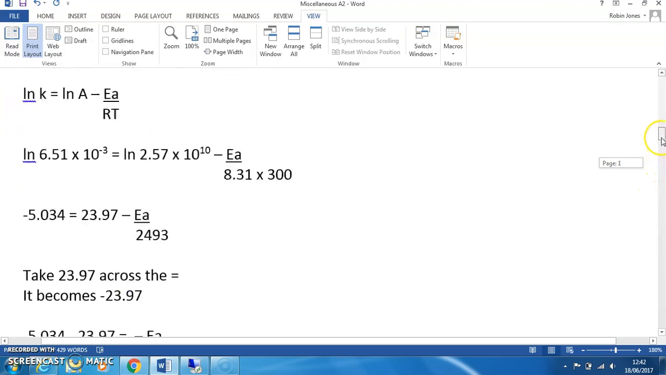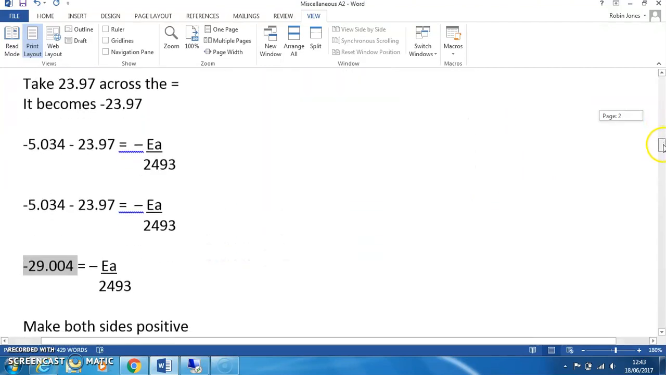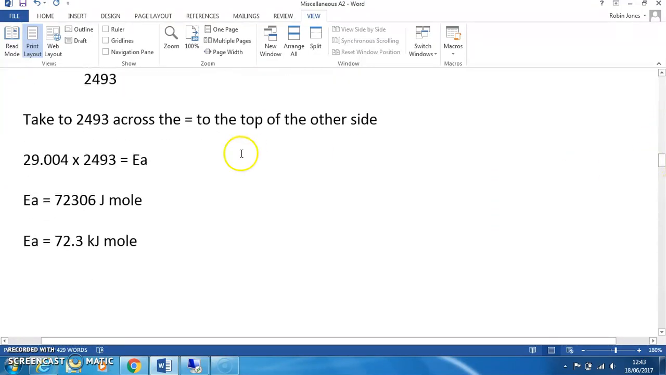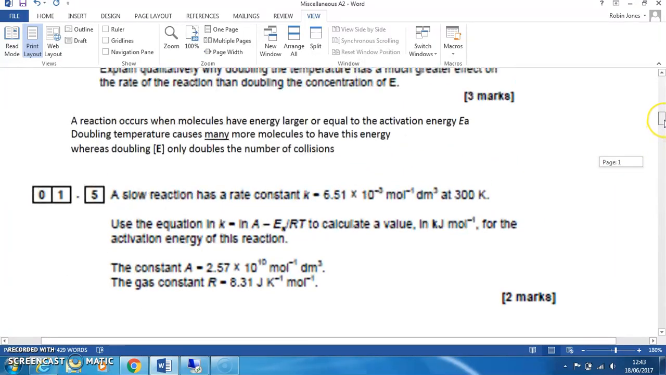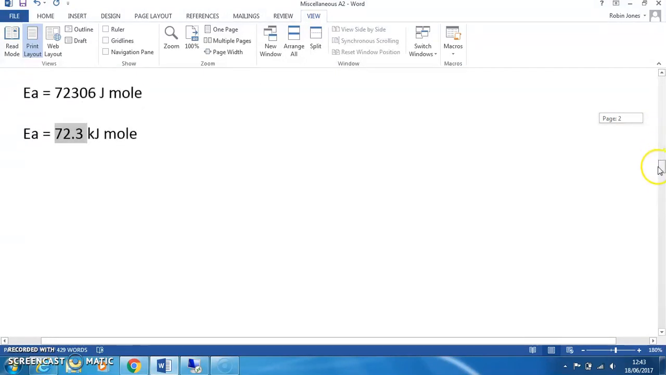72,306. I know it's in joules because the gas constant there is in joules, but it's actually asked me for it in kilojoules. So joules into kilojoules, I'm going to divide this number by 1,000. 72,306 equals 72.3. I've taken it to three significant figures because I've looked in the question, and I try not to have anything more than the number of significant figures in some of these. So 8.31, 1, 2, 3 numbers, is three significant figures, so this one's to three significant figures too.